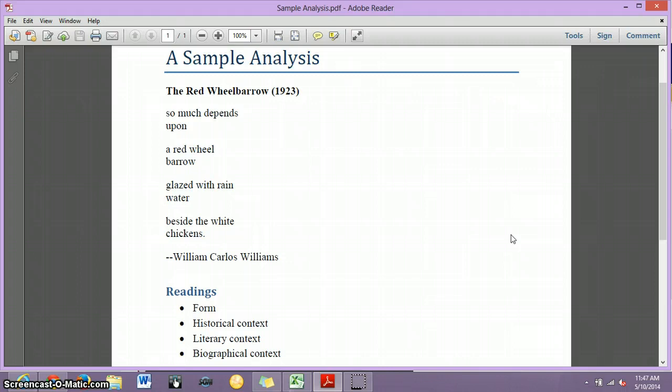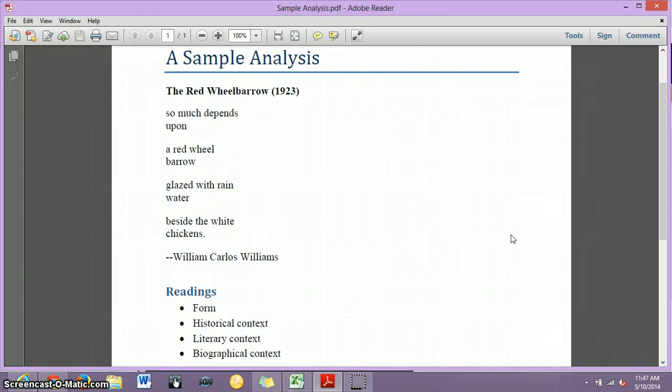So sometimes you can join the two. But in this case, if you didn't know that Williams was a country doctor and that he saw scenes just like this every day of his work, you would think, oh, well, why on earth would he be writing about this? And what does it mean? But when you look at the biography of it, it's just, for him, something he saw every day. And how that affects the meaning is something that you could determine.